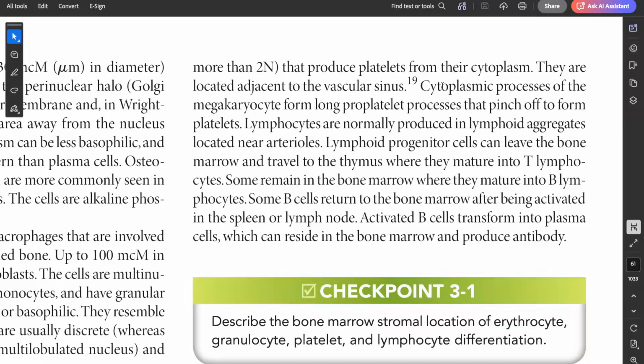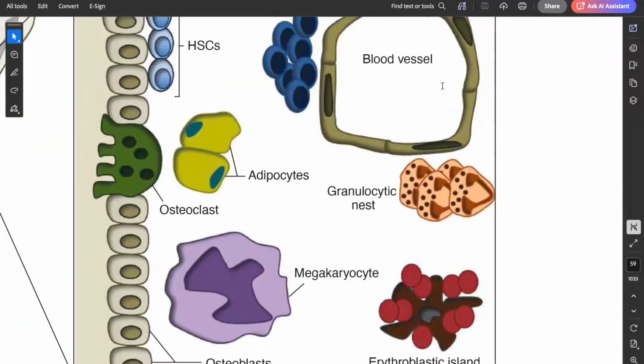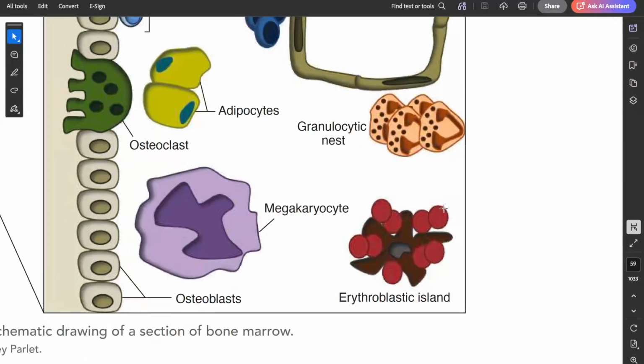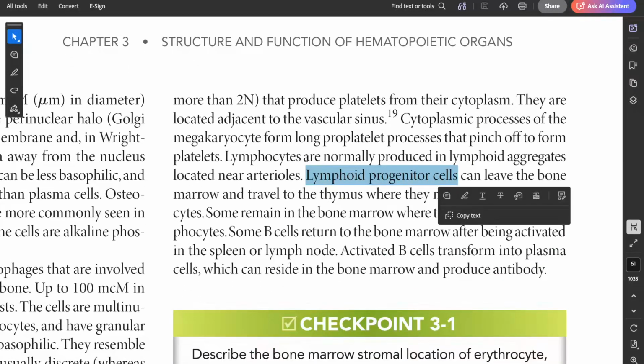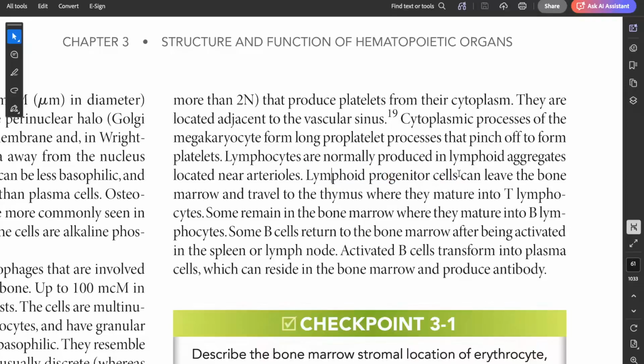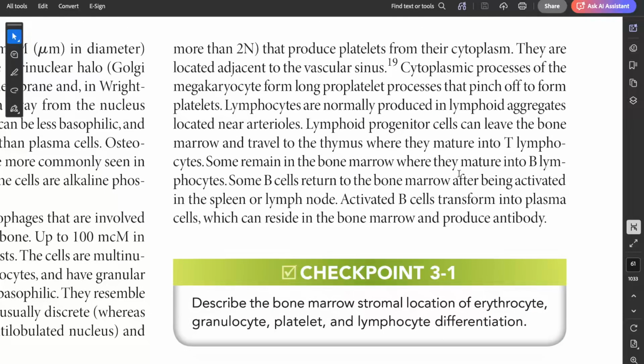Cytoplasmic processes of megakaryocytes form long proplatelet processes that pinch off to form the platelets. Lymphocytes are normally produced in the lymphoid aggregates located near the arterioles, as you have seen in that diagram. Lymphoid progenitor cells can leave the bone marrow and travel to the thymus, where they mature into T lymphocytes. Some remain in the bone marrow, where they mature into B lymphocytes.